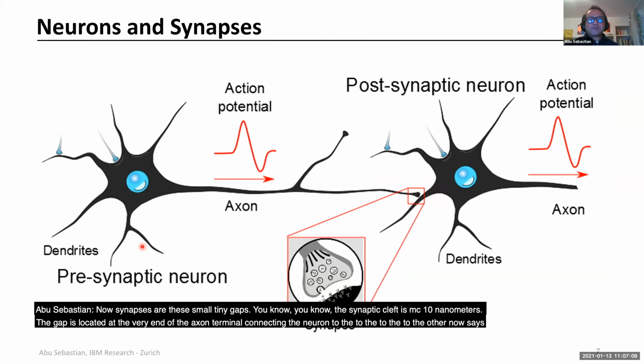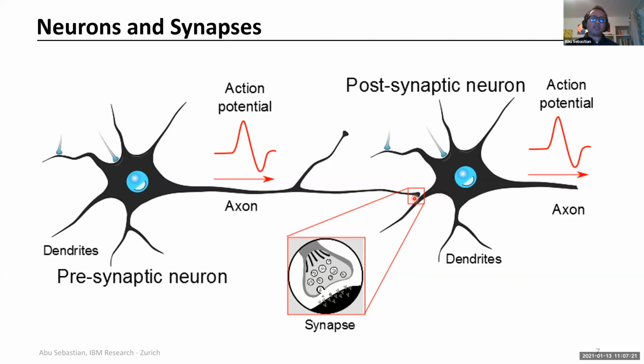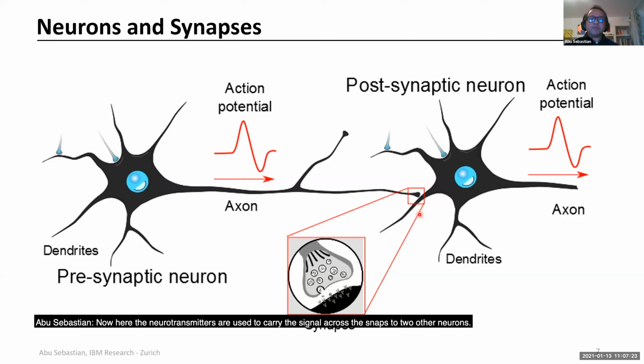Now, synapses are these small, tiny gaps. The synaptic cleft is around 10 nanometers. The gap is located at the very end of the axon terminal, connecting the neuron to other nerve cells. Here, neurotransmitters are used to carry the signal across the synapse to other neurons.